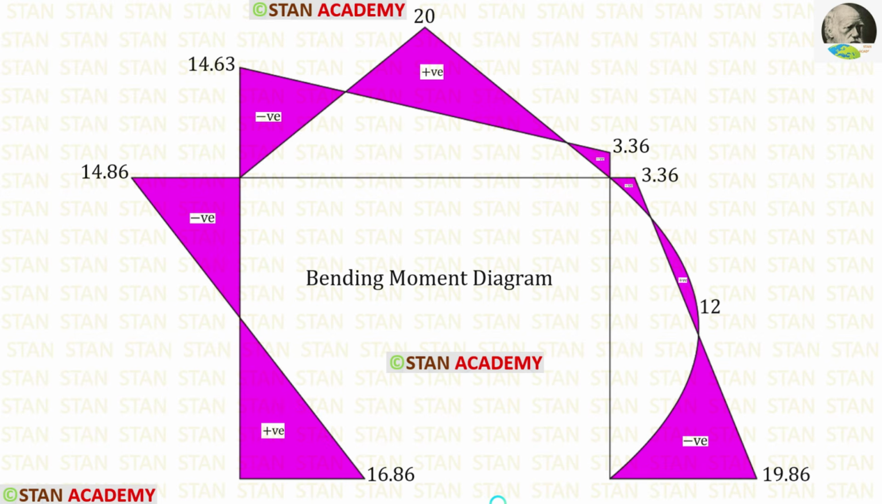Here you can see the bending moment diagram. Now we are going to end this session.